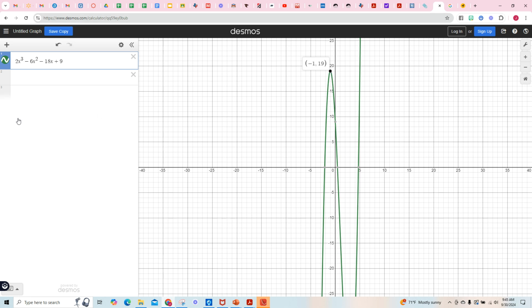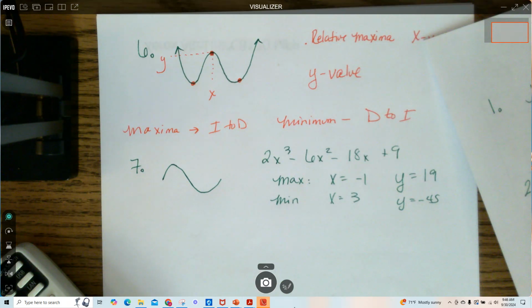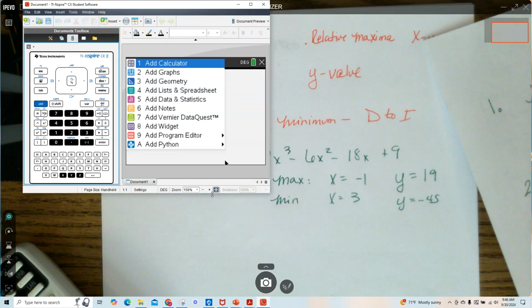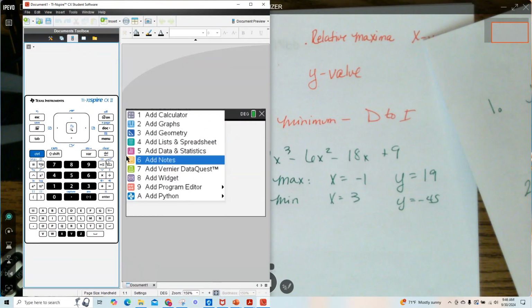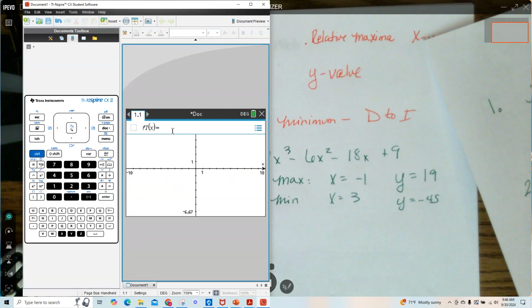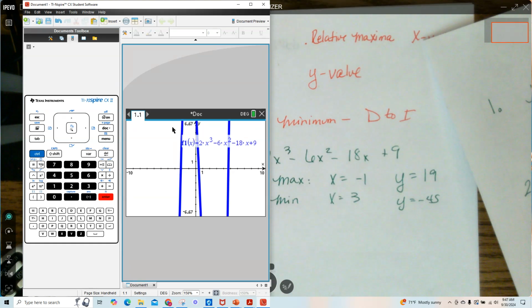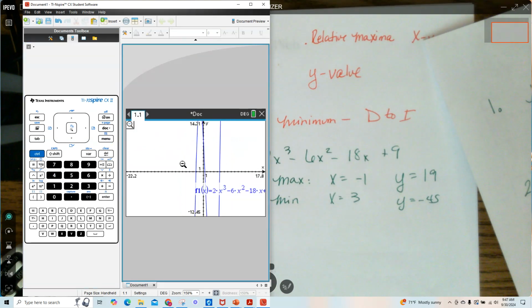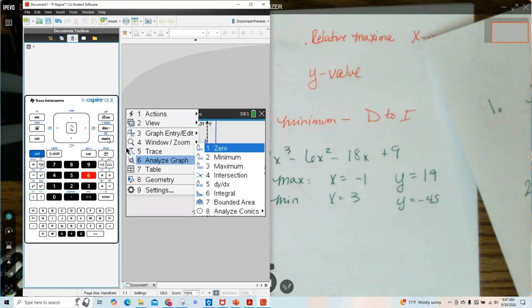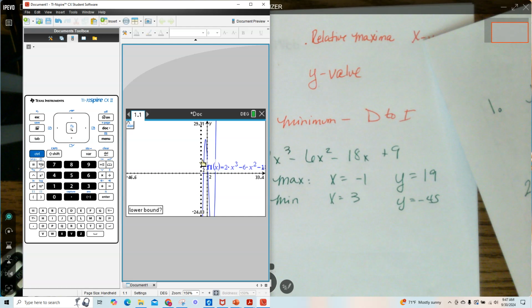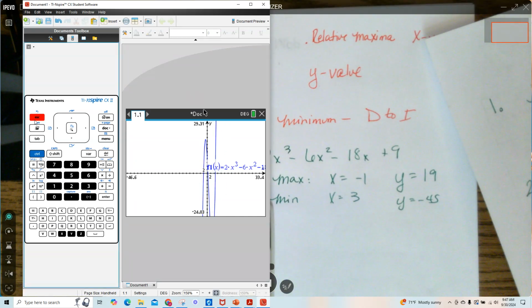There is a way to do this on the calculators that we have. Again, I showed you Desmos, but I just want to show you on here how it works. So if I do 2x cubed minus 6x squared minus 18x plus 9, and zoom out, menu 6 has all these options. Minimum, maximum. So let's do the maximum first. Oh, it would help if you could see what I'm doing. So let me start over.